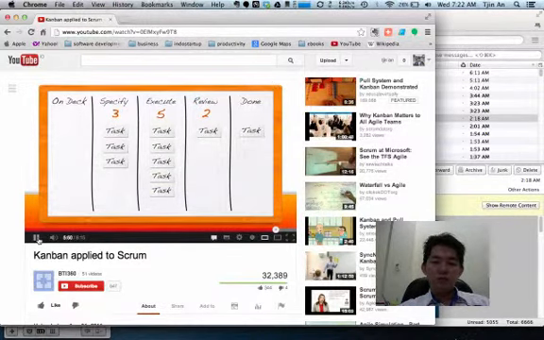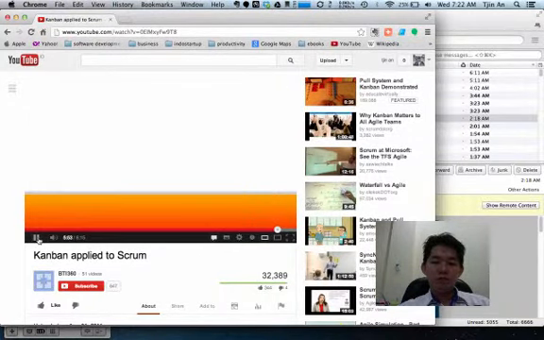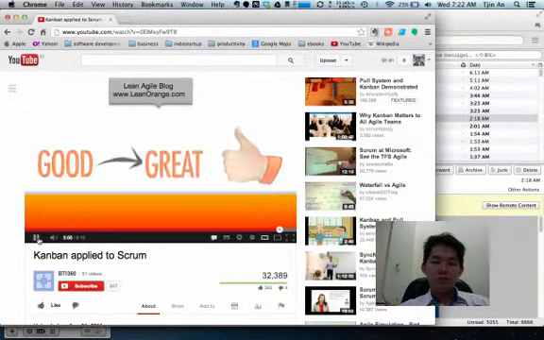So there you have it. Hopefully Kanban can help improve your team's performance. But remember, Kanban can help a team go from good to great, but it will not make a bad team good.